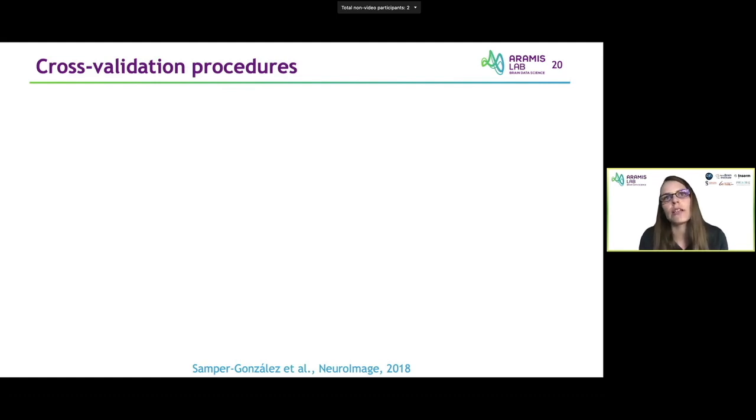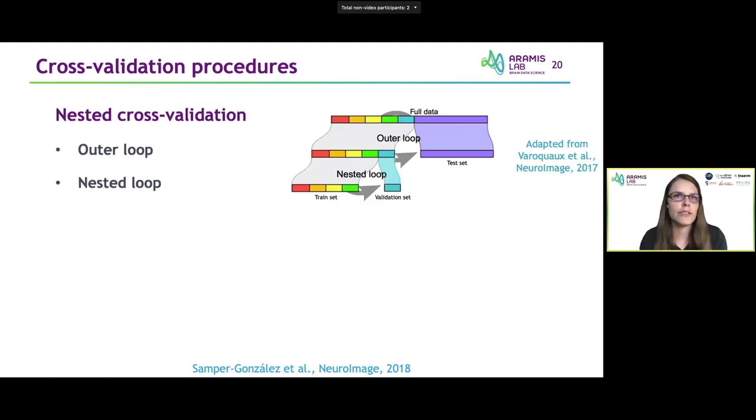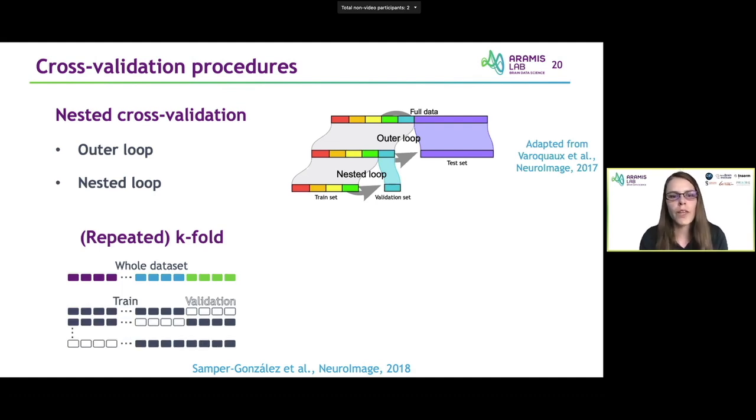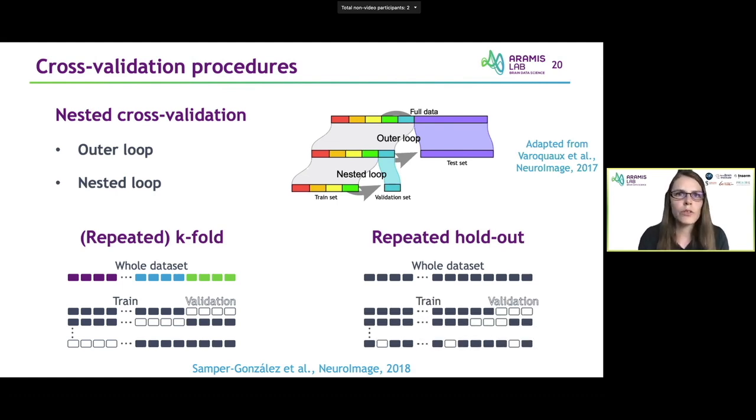Rigorous validation is essential to objectively assess the performance of a classification framework. It is good practice to have two nested loops, an outer loop that evaluates the classification performance, and an inner loop that is used to optimize the hyperparameters of the model. Different cross-validation strategies can be implemented, such as the K-fold, where the different folds won't overlap, or the repeated holdout, where there could be overlaps. But I won't go into more detail, as cross-validation is covered by Pradeep in another lecture of this course.